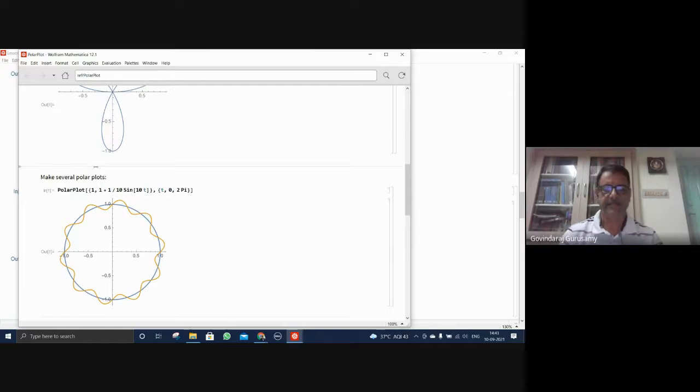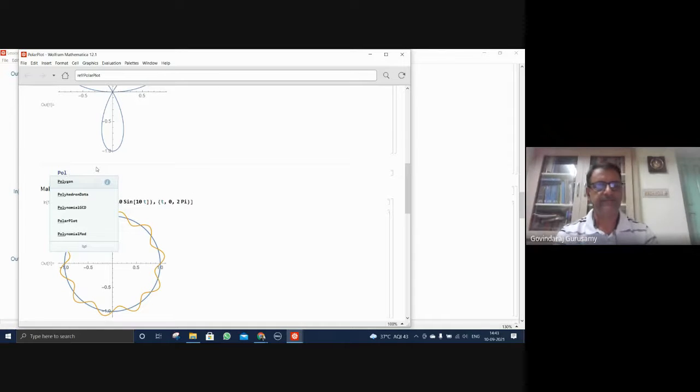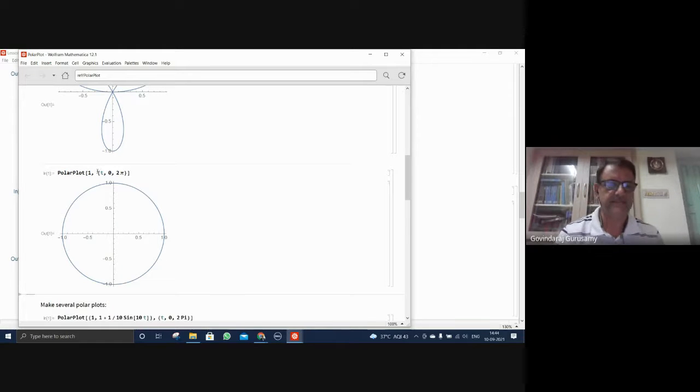Okay, let's see. Polar plot of 1 implies, let me take some variable which is varying from 0 to 5. Let me try here. This is what you circle. Okay.